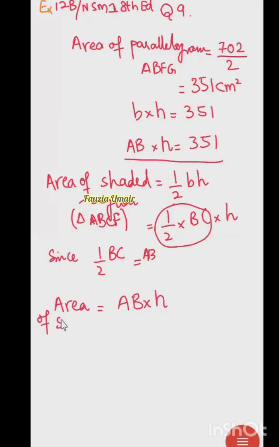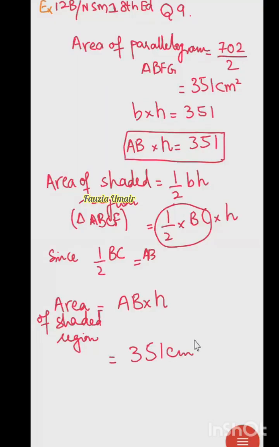Is this point clear how we have replaced it? Okay. So now we know from this equation that AB into H is 351. So it means that area of shaded region is also 351 centimeter square.